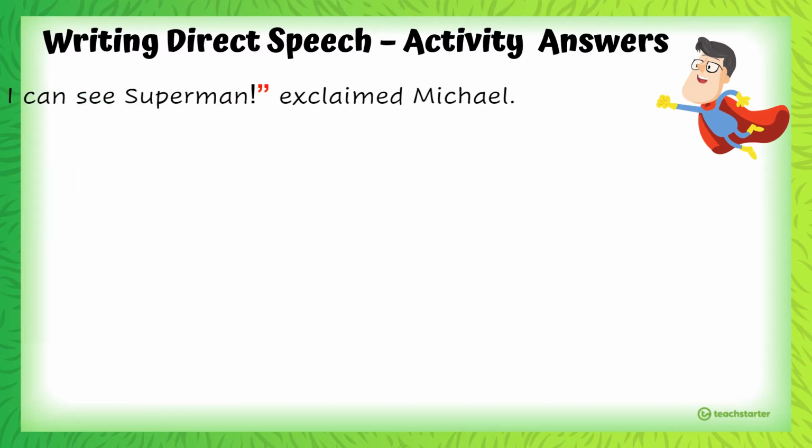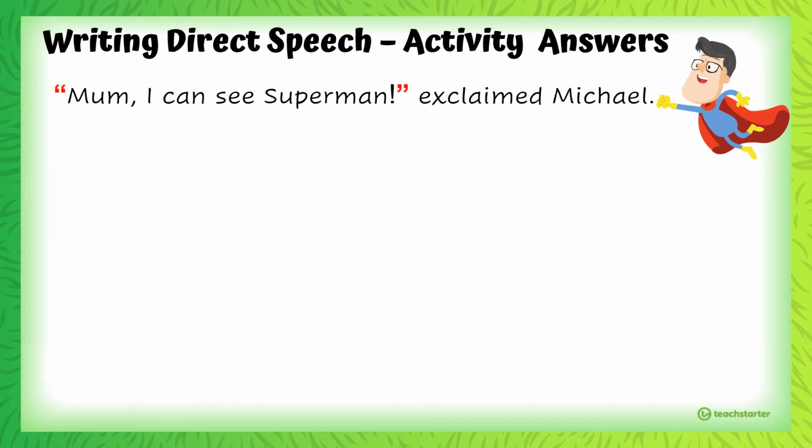On our first sentence, Mum, I can see Superman, exclaimed Michael. Now the word exclaimed is just another word I could have used for said. So I've got the first word he said was Mum, so I'm putting my 66s there. Now notice it ended with an exclamation mark and I put my quotation marks after the punctuation mark, so it goes there.